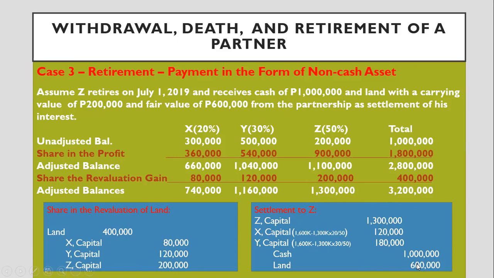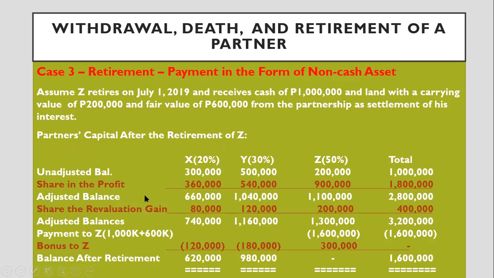So actually, there is a bonus given to Z, and the bonus will be shared by X and Y partners. That is why they need to reduce their capital by the amount of their share of the 300,000. So 1,600,000 minus 1,300,000 times 20 over 50, 120,000 for X. And then for Y, 1,600,000 minus 1,300,000 times 30 over 50, 180,000.